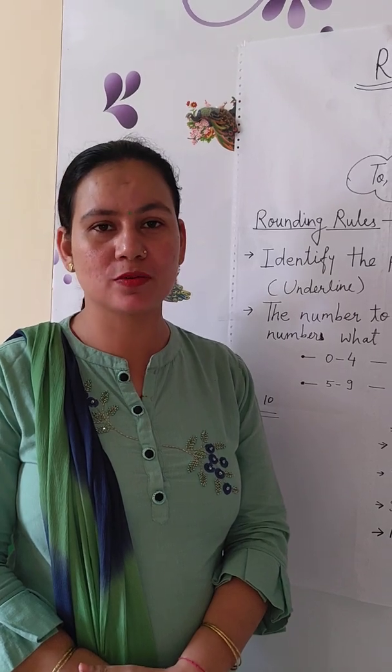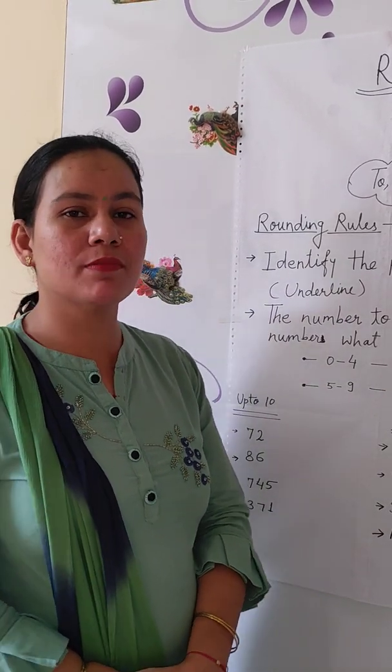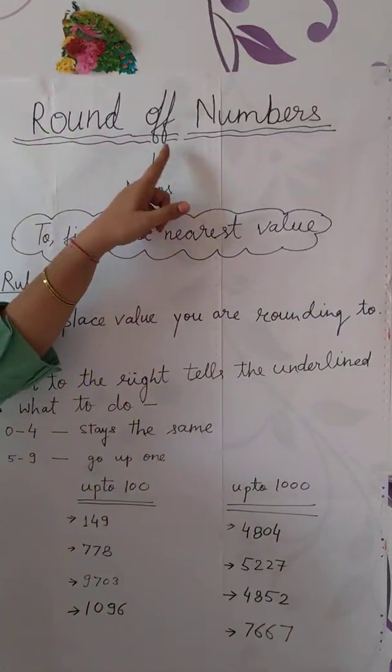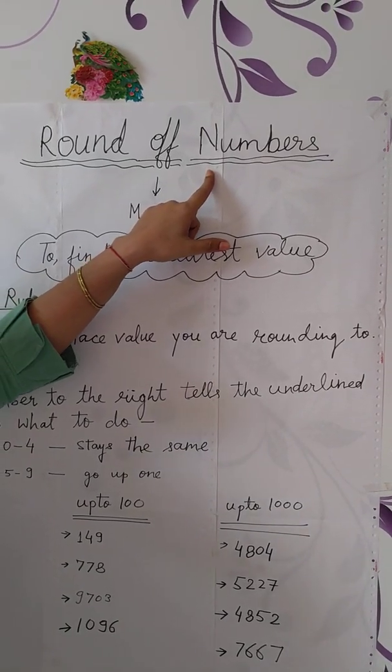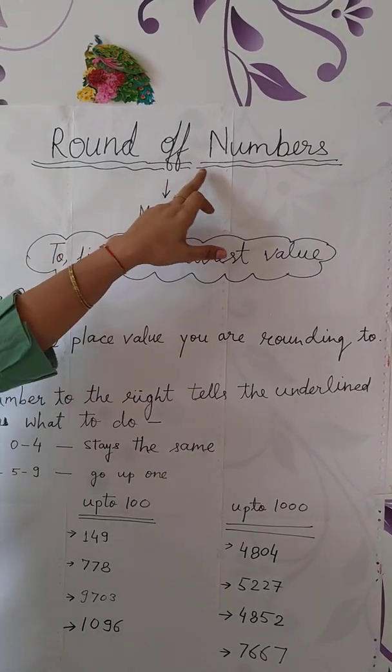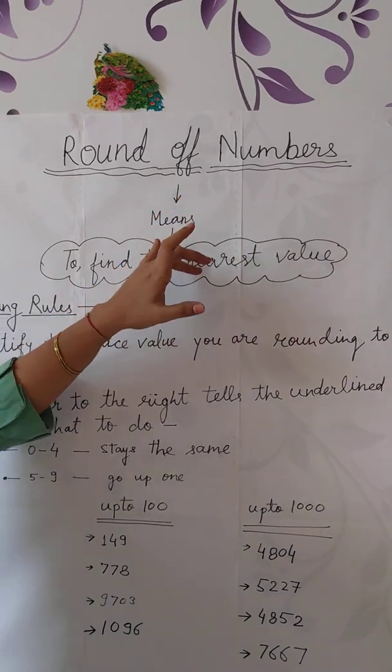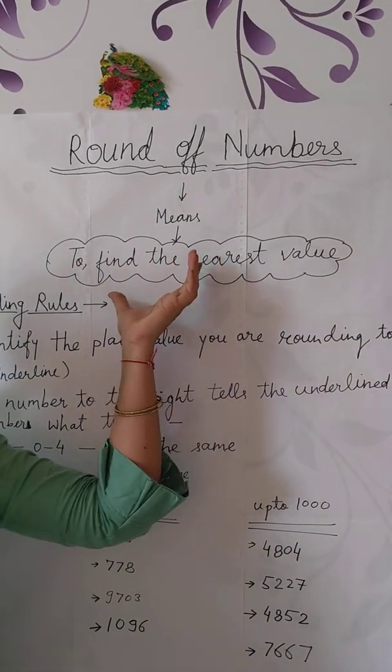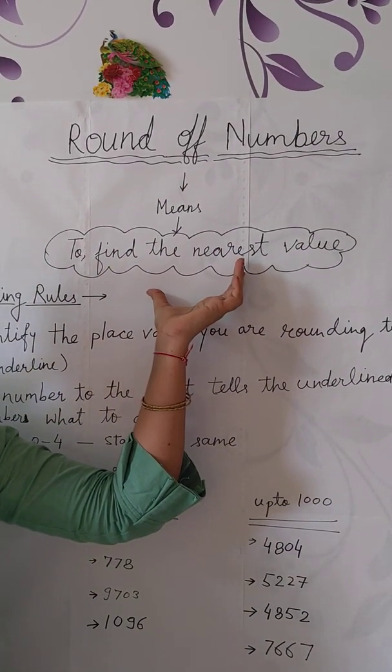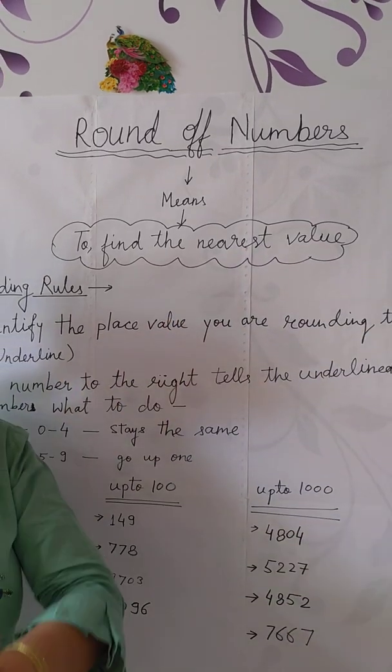I am Anita Saraswat and today we will discuss the maths topic, rounding of numbers, for 4th standard. Rounding of numbers means finding the nearest value of the number. Suppose I give one example.